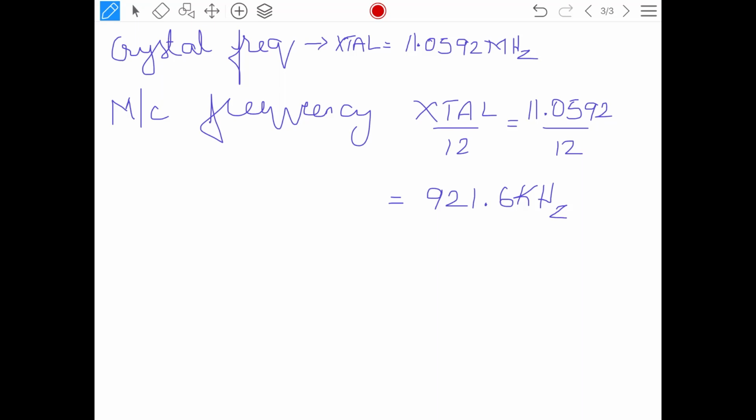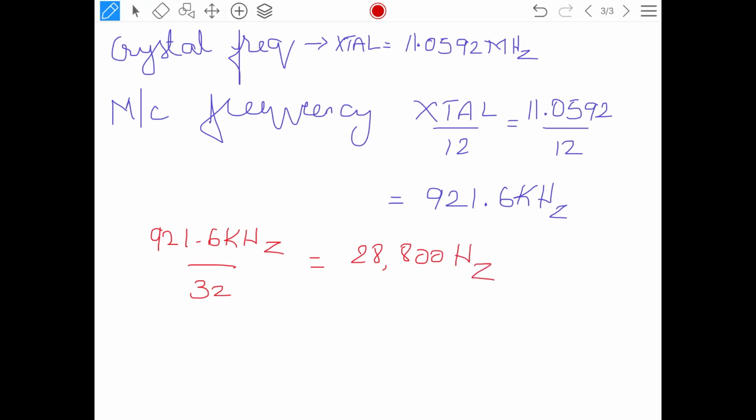Now, I am implementing 8051 using serial communication. So in a serial communication protocol, the machine cycle frequency has to be divided by 32 as per UART standards. So I am doing that here. 921.6 kilohertz divided by 32, I will be having 28,800 hertz.